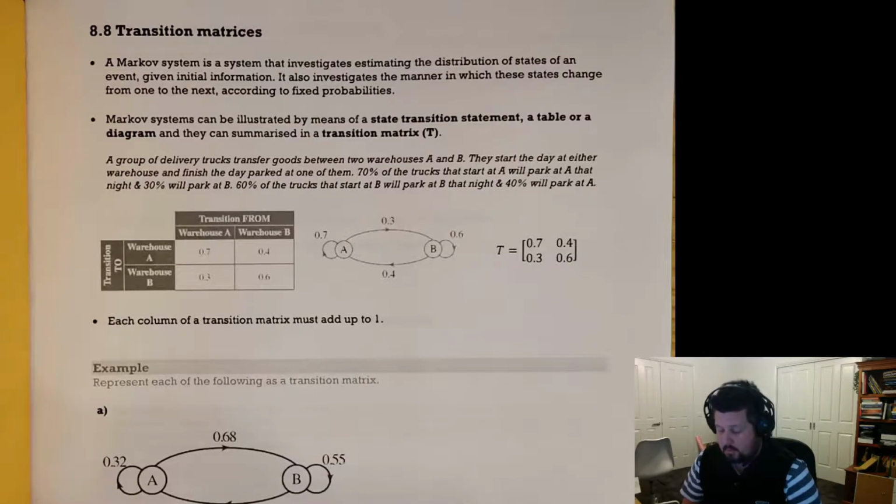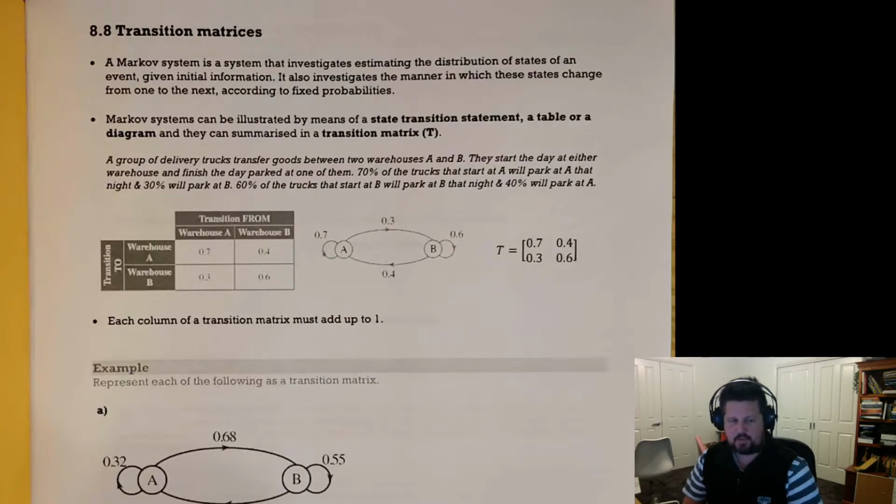It says here, a Markov system is a system that investigates estimating the distribution of states of an event given the initial information. It also investigates the manner in which these stages change from one to the next according to fixed probabilities. So we'll have a look at how we can deal with that.